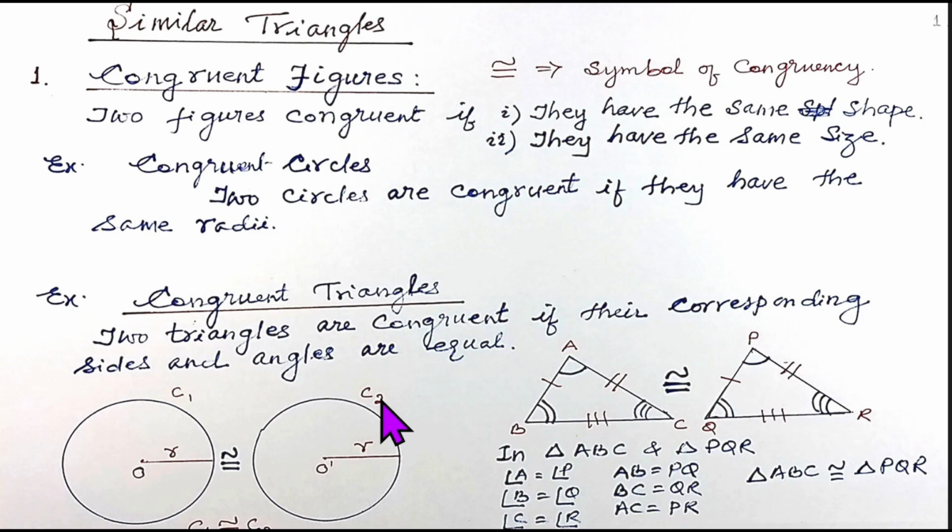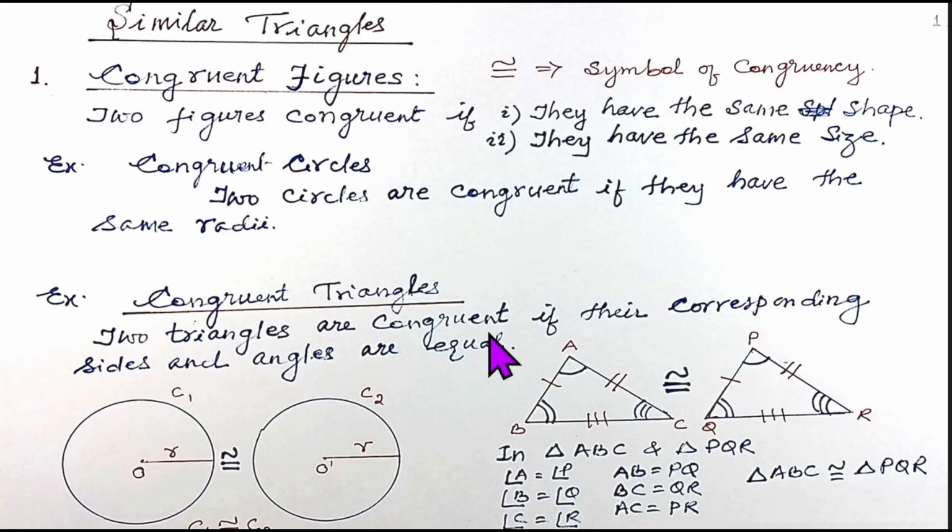If you look at circle C1 and circle C2, they are congruent because the radii of both the circles are the same. Rather, if I pick circle C2 and place it on C1, they will coincide or superimpose. Therefore, the two circles are congruent.